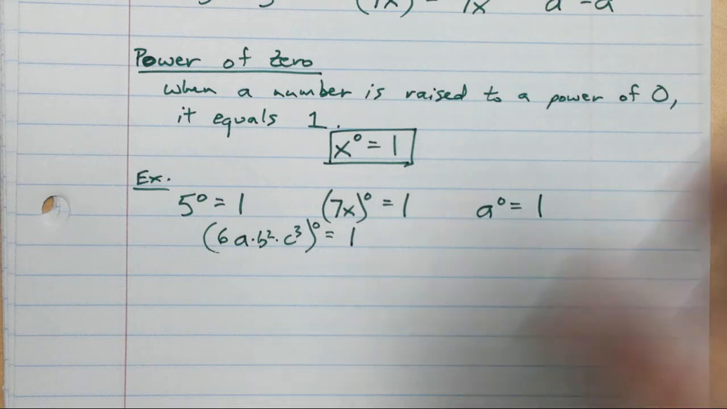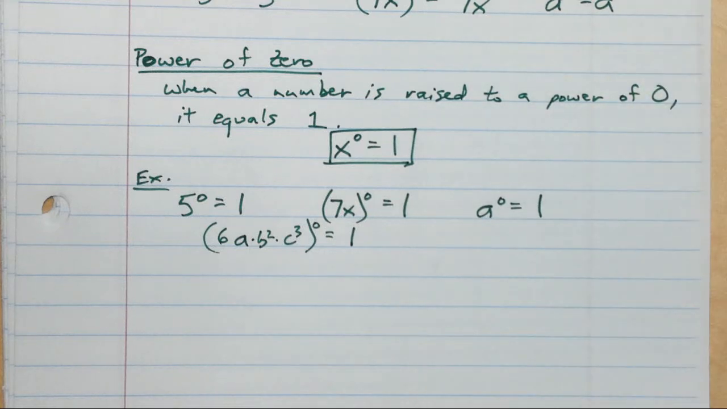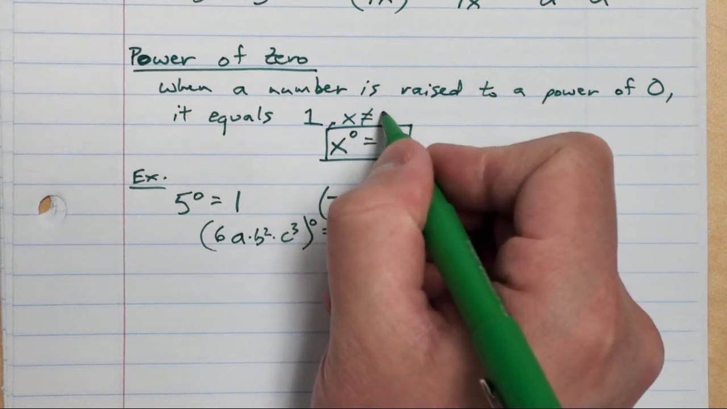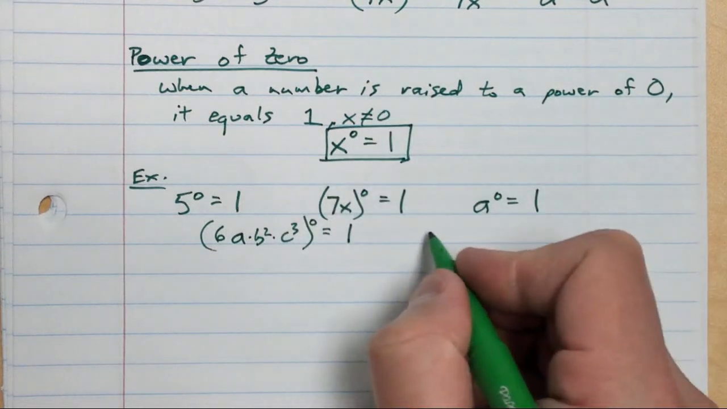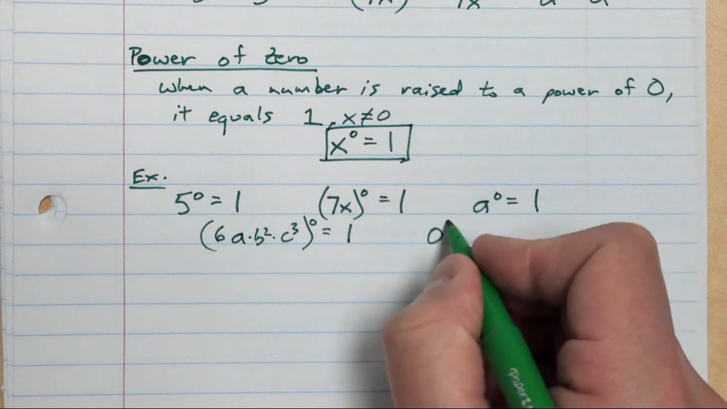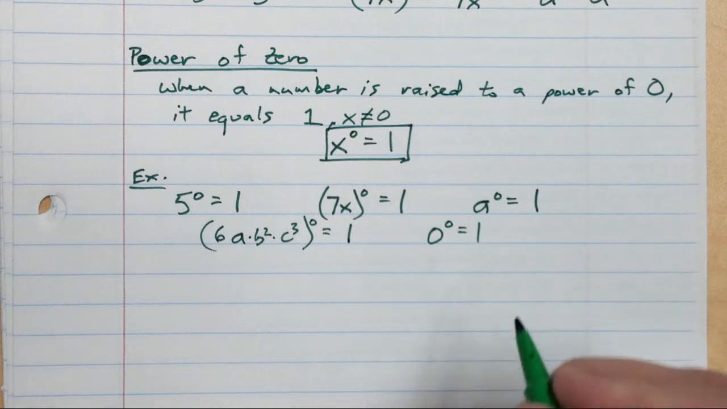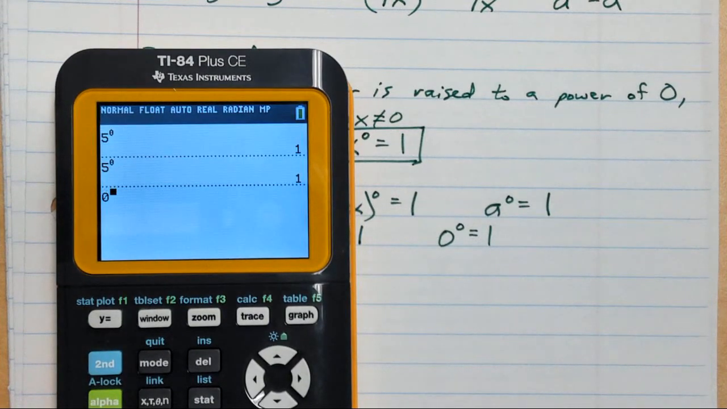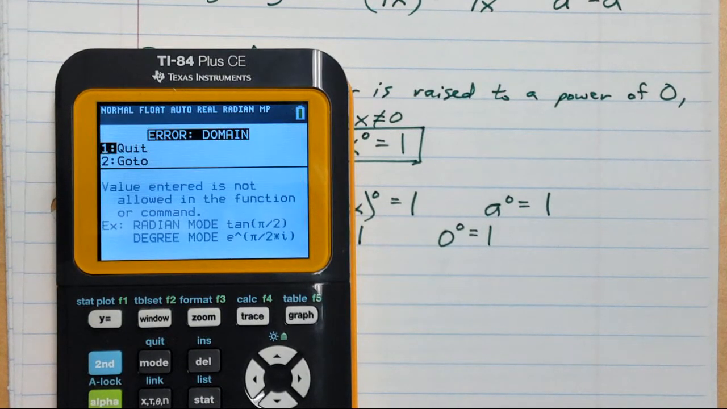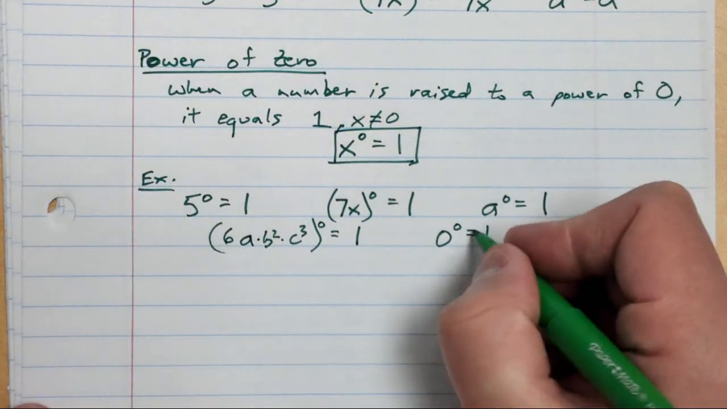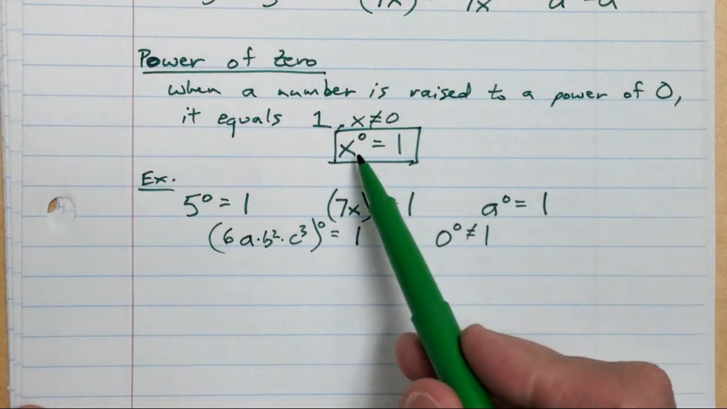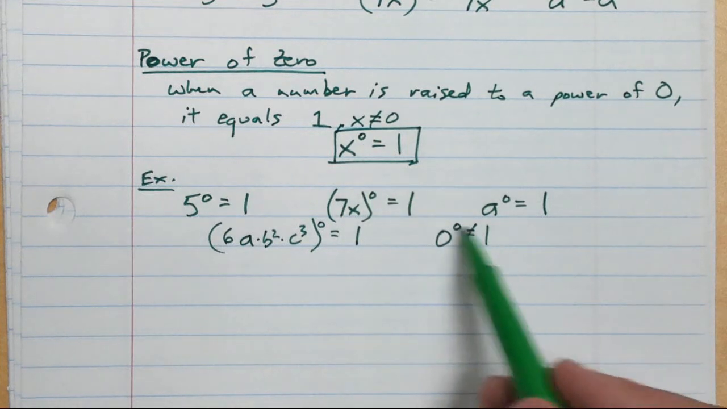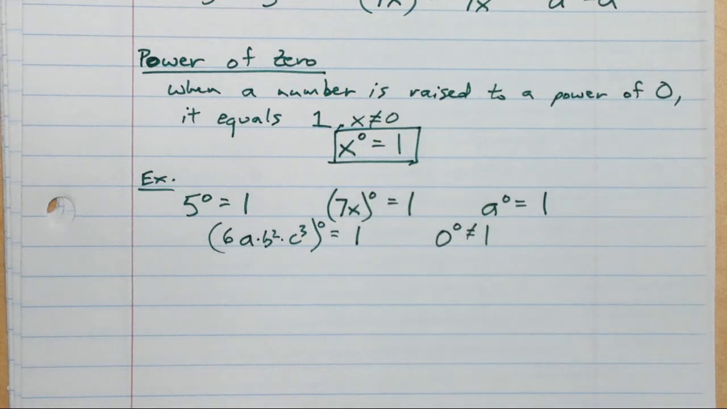There is one exception. It's a minor exception. x cannot be equal to 0. So in other words, I cannot say 0 raised to the power of 0 equals 1. That is not true. It's undefined. So this is like one little exception. If I take 0 raised to the power of 0, you get an error. It's undefined. So if you raise anything to the power of 0 except for 0, it'll always be 1. But you will probably never see this, but I feel like I should go over that.